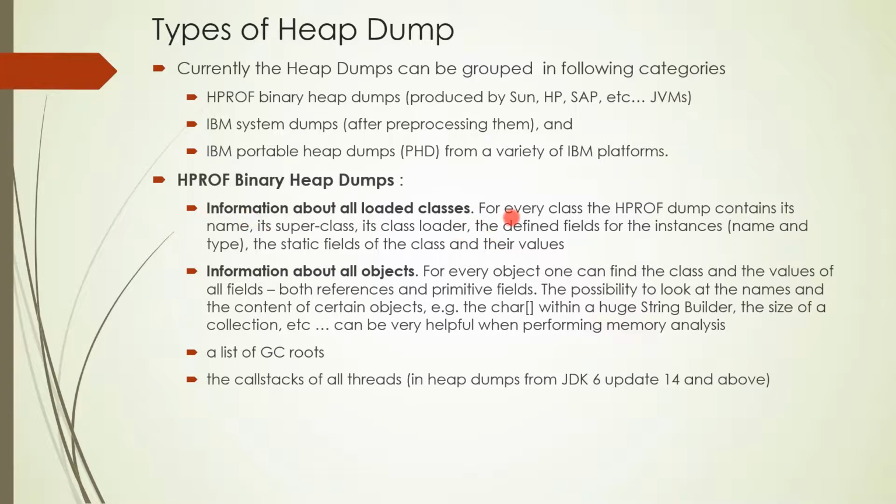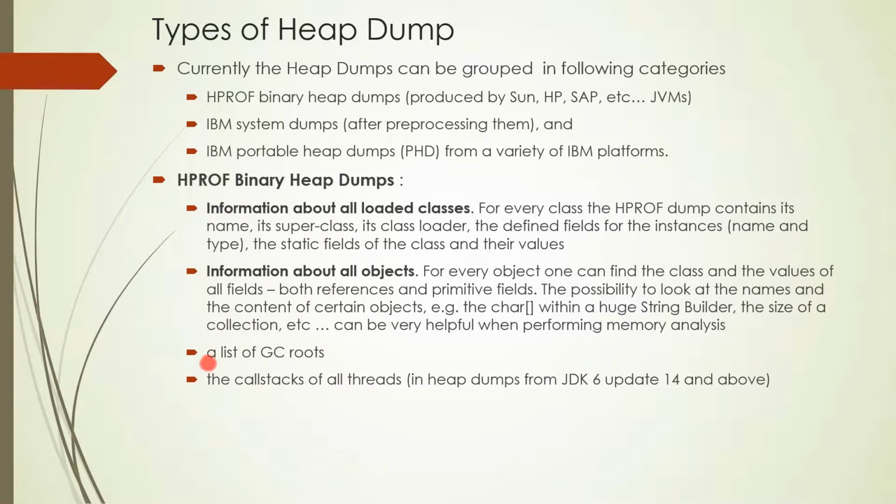HPROF will have it. Then about all the objects. It comes in a hierarchy: first you get classes, then you get objects. So under every class, how many objects are there? All this information will be available in HPROF heap dumps. Apart from that, a list of GC roots. Okay, now what's a GC root? This is also an important concept when you are trying to analyze a heap dump.